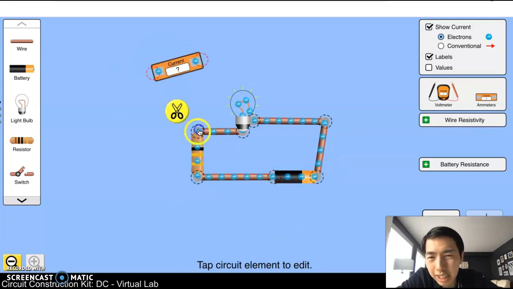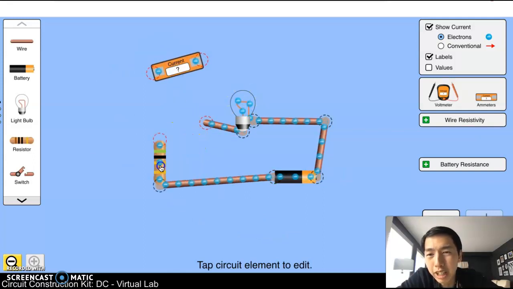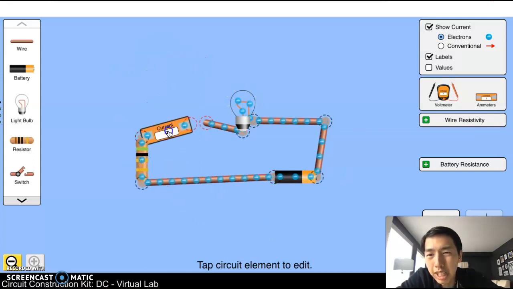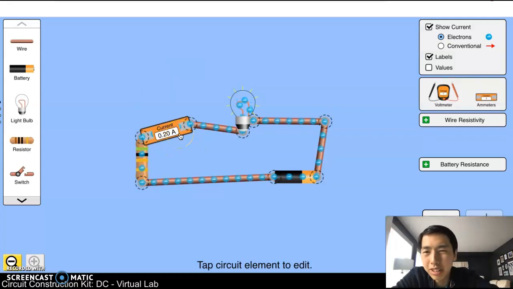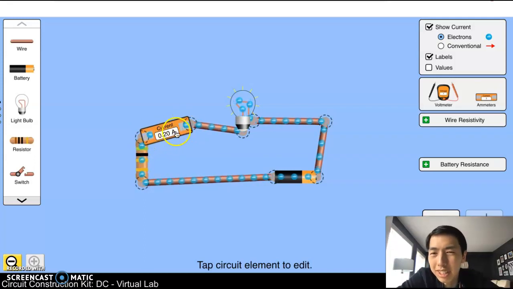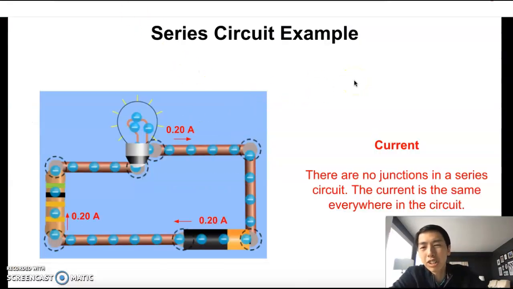I'll try right here. Break that up. Put the ammeter in. And it also says 0.2 amps. There's on average 0.2 blue dots passing through this thing every second. So that's the current law. The current stays the same until it meets some kind of a junction. But you won't have any junction in a series circuit. But in a parallel circuit, you will.